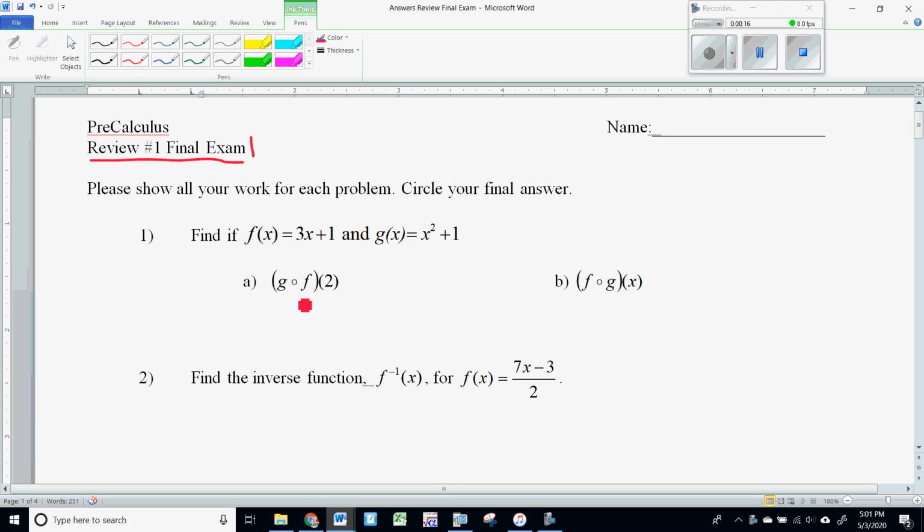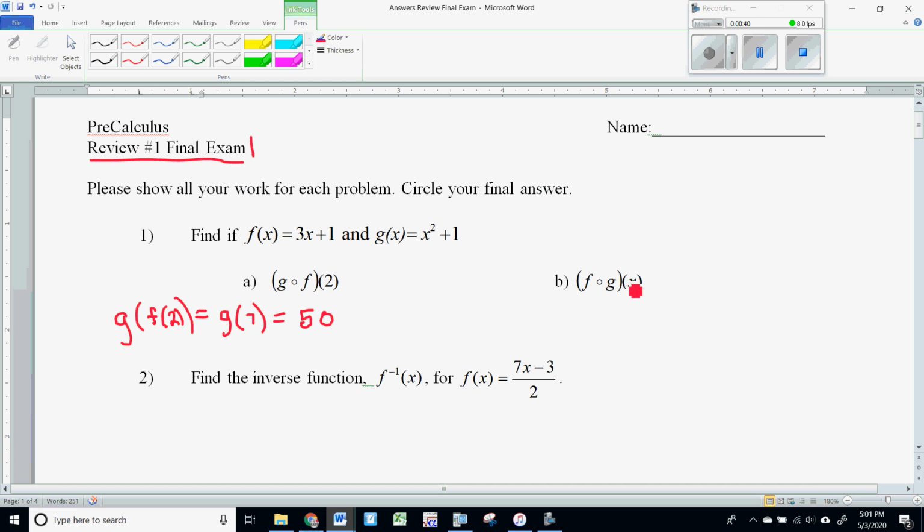Our first problem, find g of f of 2. And if you remember, this means g of f of 2. So we take the 2, we plug that into f, and we get 7. So this is g of 7. And we plug 7 into g, and we get 50.